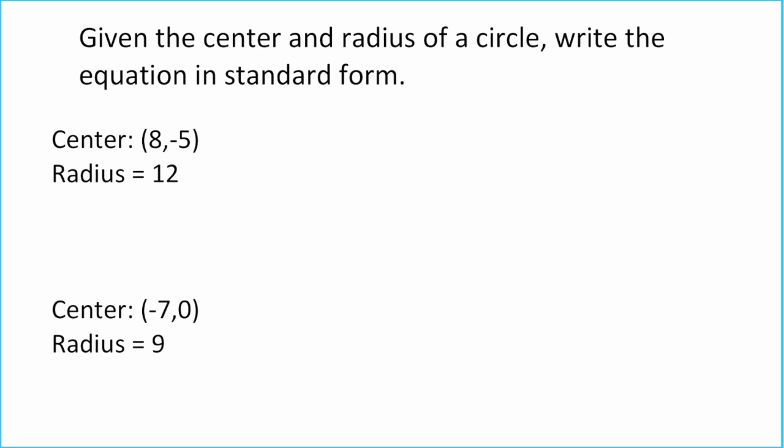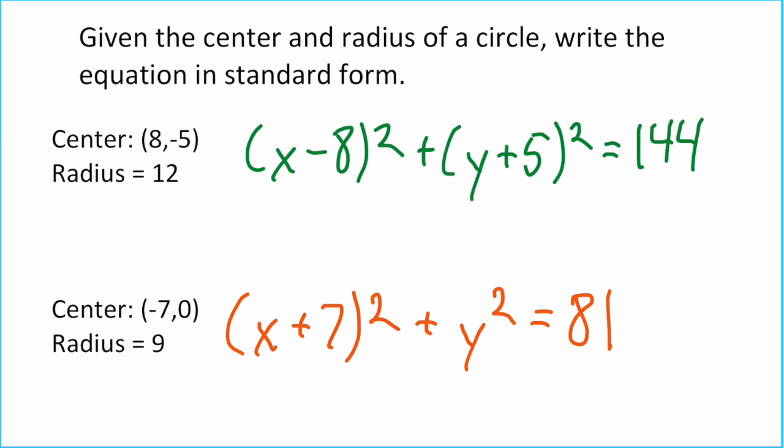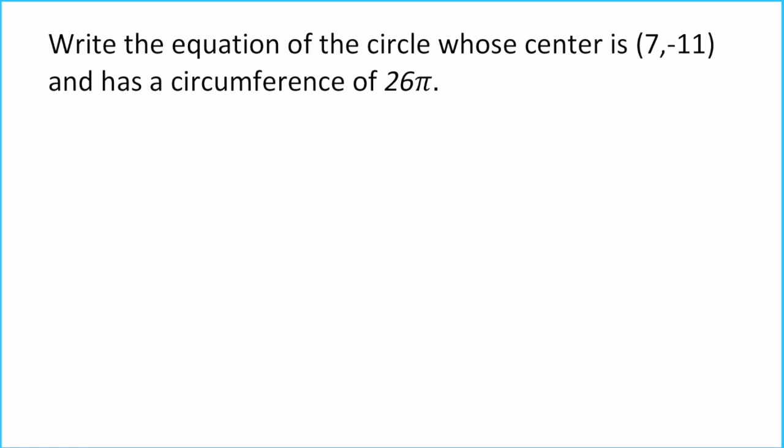Okay, in this problem, you're going to write it in standard form, which means not like what I just did. And you got two problems here. So the first one, you should have gotten (x - 8)² + (y + 5)² = 144. Second one is (x + 7)² + y² = 81. You could write in parentheses y - 0, but it's unnecessary. If the x or y value of your center is a 0, then you can just write x² or y². All right, last problem.